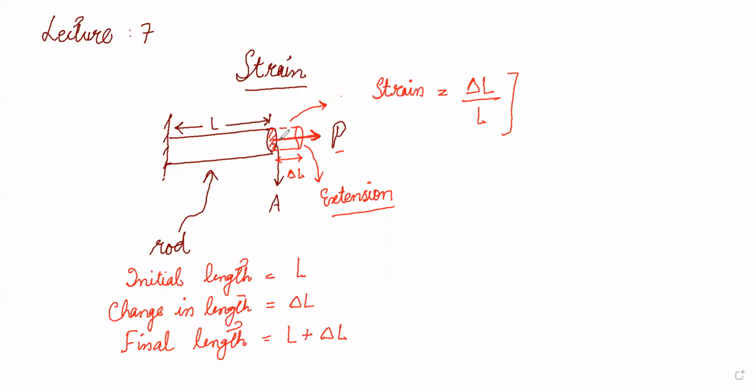Returning to the concept I was trying to illustrate, since this change in length is in the same direction as the normal drawn to the area, we call this type of strain the normal strain. If we treat this to be our x-axis, this is the normal strain along the x-axis. We write this as epsilon xx is equal to delta L divided by L.